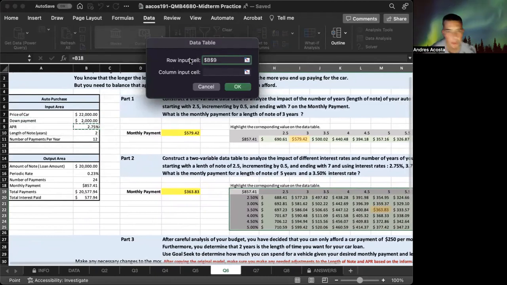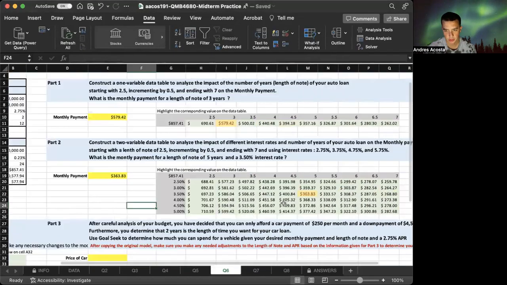So yes, that's what we would put for our row input cell, and then for our column input cell, we would put the monthly payment, which is this, right? So we already have that done, so it would provide you this answer right here.